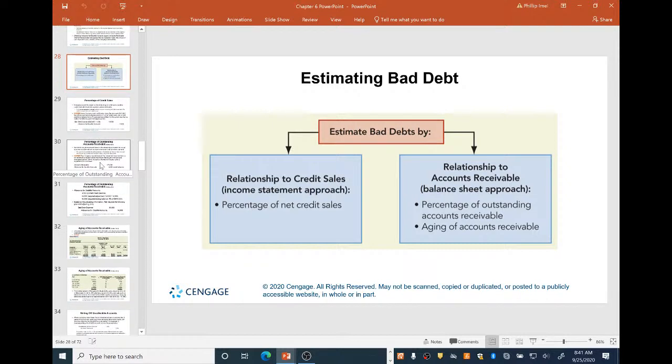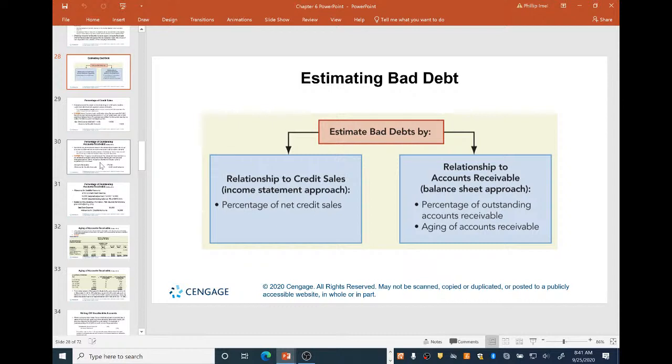Estimating bad debt, we can do it by either a relationship to credit sales. That's the income statement approach. So that's just the percentage of net credit sales, right? And it's only the credit sales we're concerned about, right? Not cash sales, only credit sales. So watch that in the terminology of the questions, we're only concerned with credit sales in terms of AR.